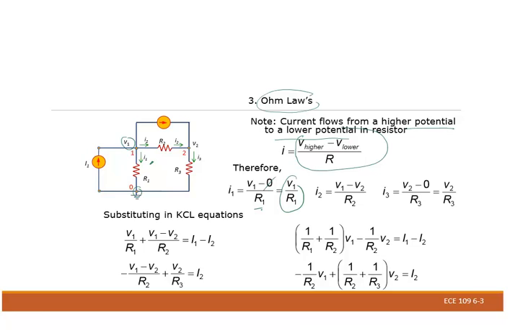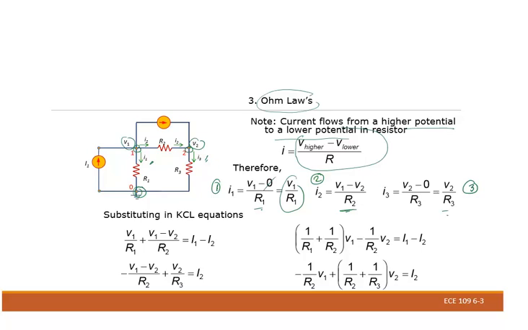Same thing, if we write i2, which is in the middle, it will be V1 minus V2 divided by R2. When I look at i3 on the right side resistance, that will be V2 minus 0 divided by R3, so it equals V2 divided by R3. So for these three currents, we're going to substitute into our KCL equations.